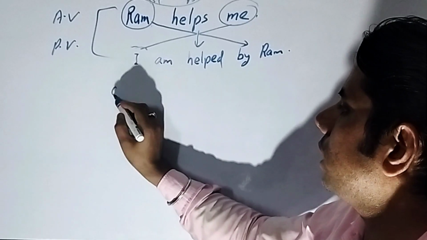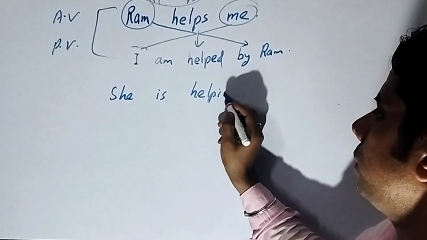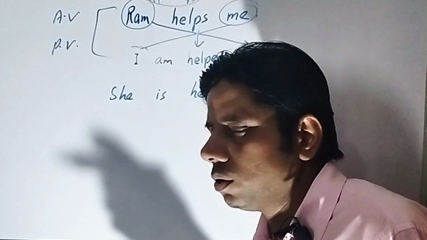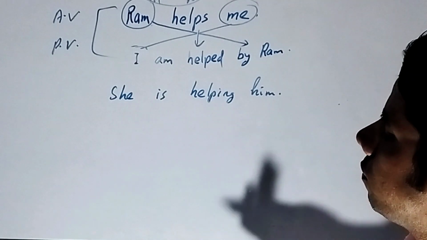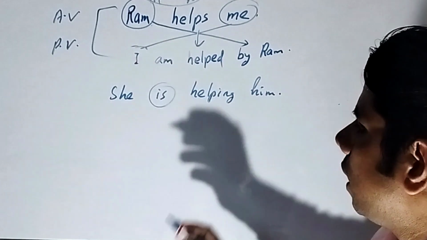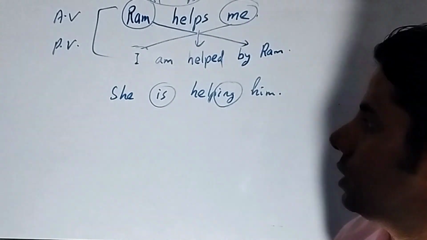And now the sentence: She is helping him. Okay, which things do you have to keep in mind when you are converting this type of sentence, in which you see is, am, are, and after that the verb is in fourth form or included with ing? What should you do?